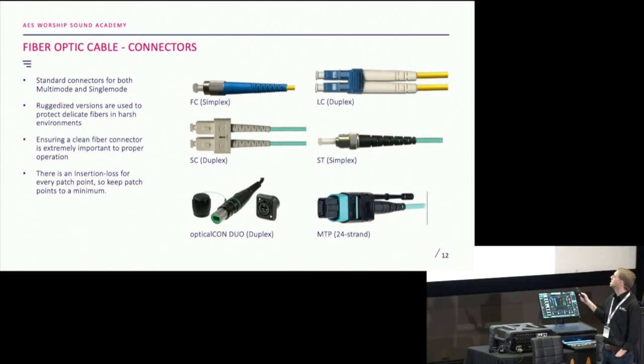So you're going to most likely see the LC. The FC was kind of one of the first ones, and then we have the ST that's really popular for production, because the ST is like a tiny little BNC, so it pushes in, it turns, and it locks, and it doesn't come out very easily. So we see that a lot in productions.